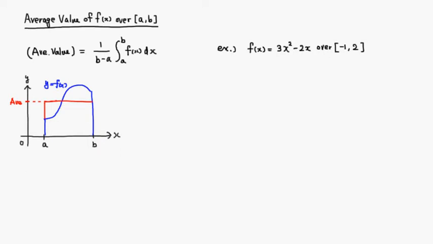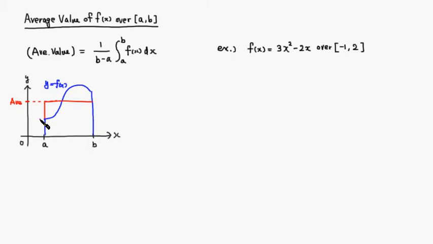Okay, let's look at the average value of function f of x over an interval from a to b. If you want to find the average value, all you really have to do is integrate the function over the interval and divide it through by the length of the interval. How do we get that? Let's see if we can figure this out.